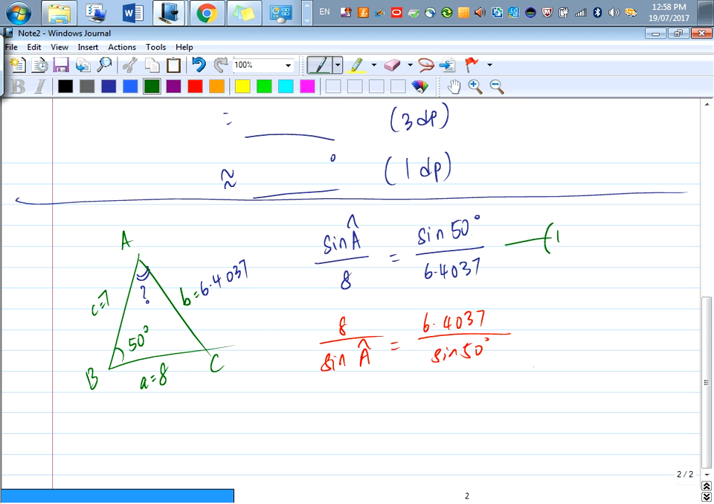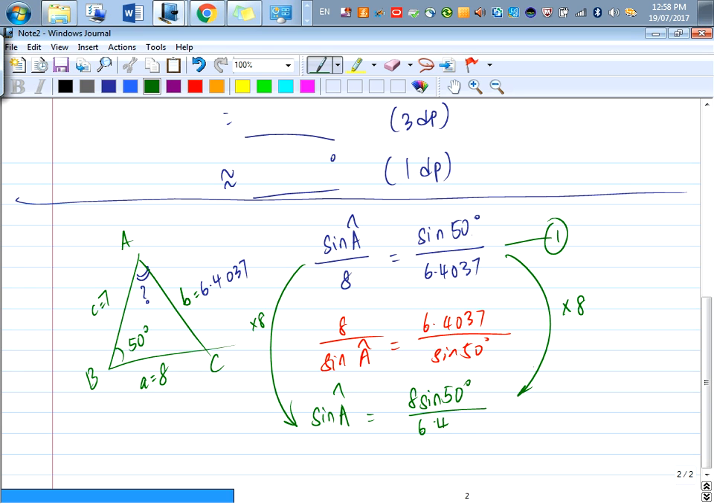Okay, let's look at equation number 1. I am going to multiply both sides by 8. So what do I get? I get sine A equals 8 sine 50 over 6.4037. Next step, I'm going to divide both sides by sine 50.